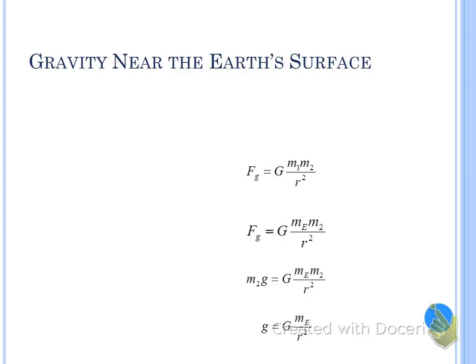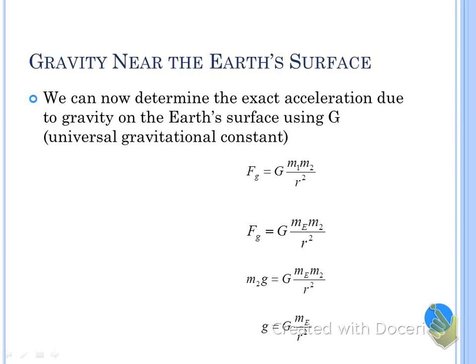So we're going to start with our universal law of gravitation equation. We're going to be able to determine exact acceleration due to gravity on the Earth's surface using big G. And we're going to walk through this equation until we have an equation to solve for the acceleration due to gravity rather than the force due to gravity. We're going to start with this equation right here. This doesn't necessarily need to go in your notes, the whole step-by-step process, but I'm going to show you how our equation gets to our final product.